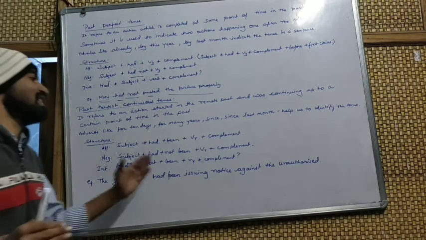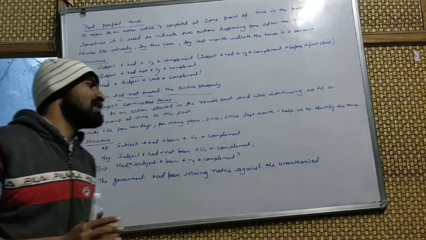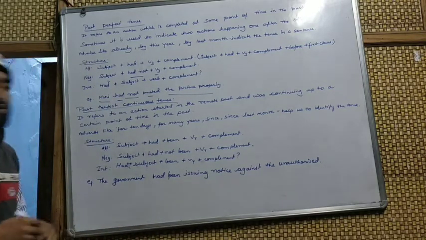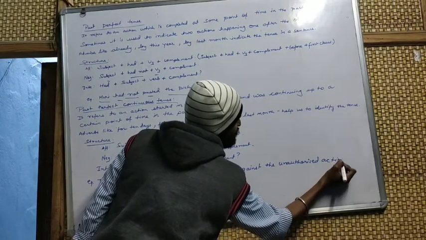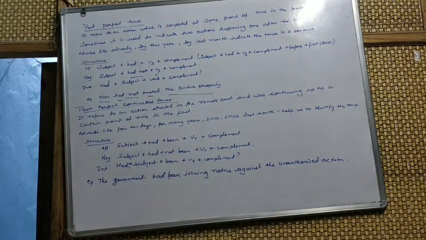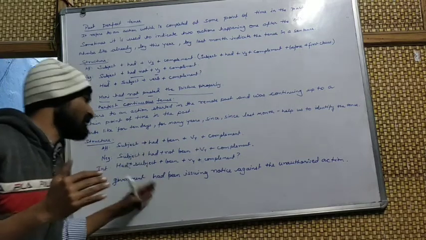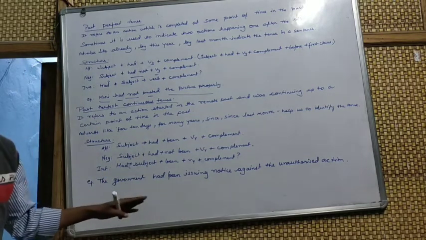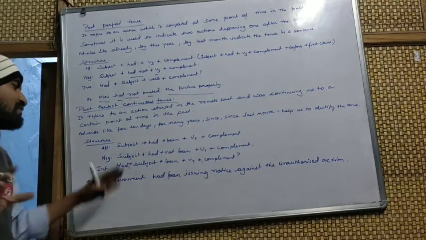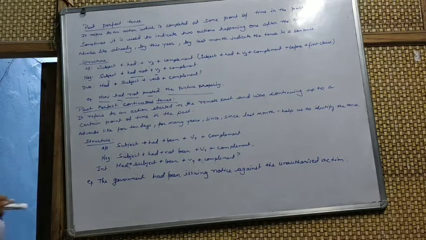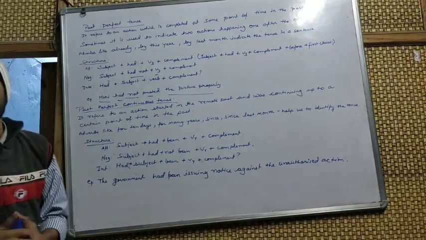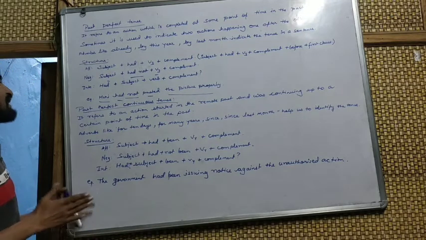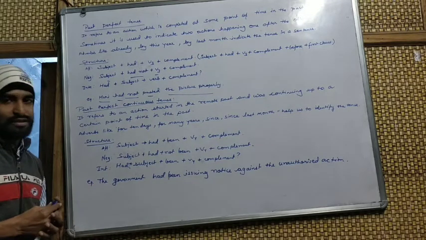Okay, here I am giving an example. The government had been issuing notice against the unauthorized actions. What is the government doing? The government is issuing. Has been, had been. If it is has been, then it is present perfect continuous tense. But here it is had been. The government had been issuing notice against the unauthorized action. This is an example of past perfect continuous tense.